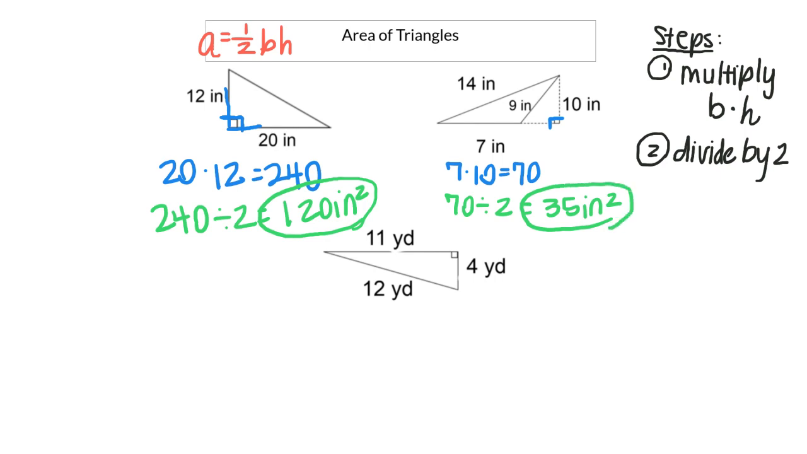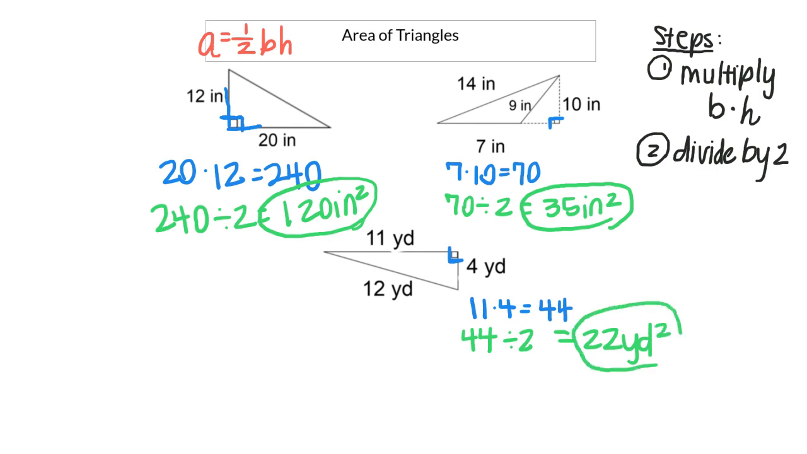The last question, again looking for the base and height. This triangle is set up upside down, but notice that my base and height is still being touched by the right angle symbol. So I'm going to be multiplying 11 as my base and 4 as my height. 11 times 4 is 44. And then my last step will be to divide 44 by 2, and I get 22 yards squared. Simple as that.